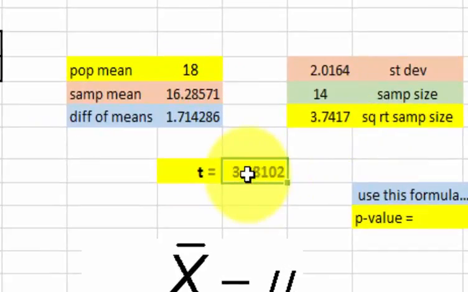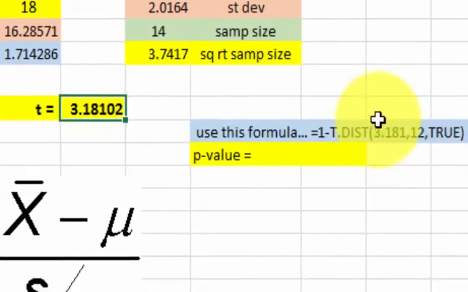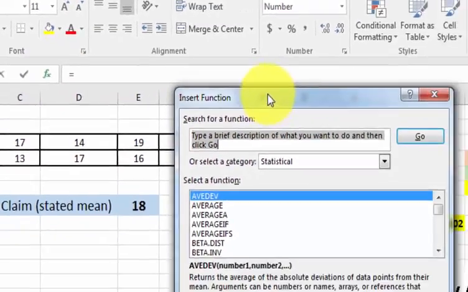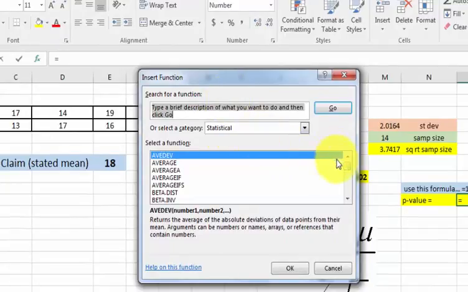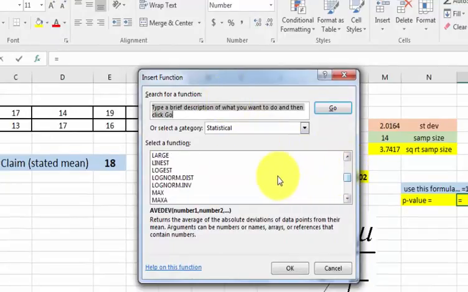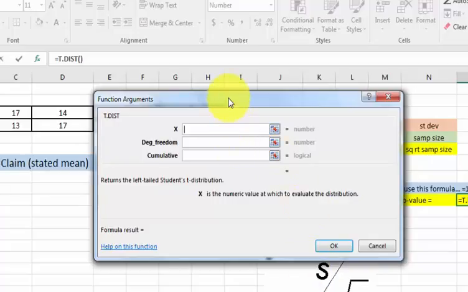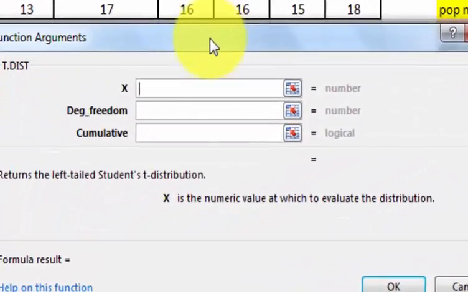But it doesn't give you a p-value either. So how to look that up is you've got to use this formula over here. T distribution. I'm just going to pick a cell and go up to the function bar. I'm going to use T distribution once I'm in statistical, because if you know the t-score, it'll give you back the p-value. Okay, so t distribution, and our x is 3.18.